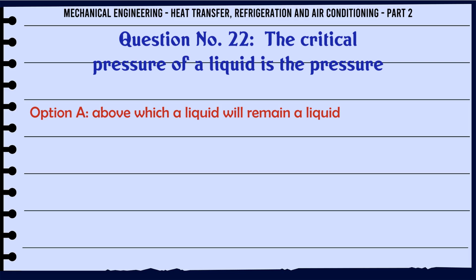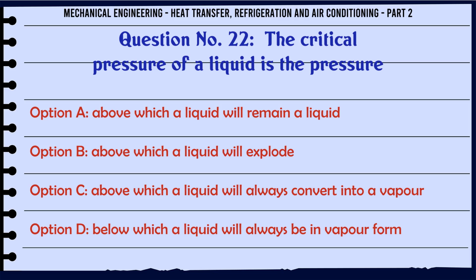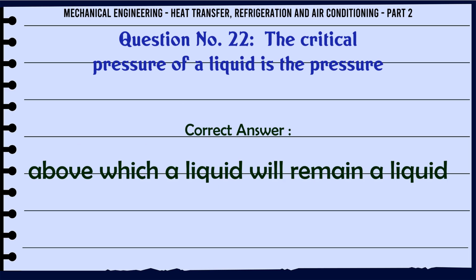The critical pressure of a liquid is the pressure: A. above which a liquid will remain a liquid, B. above which a liquid will explode, C. above which a liquid will always convert into a vapor, D. below which a liquid will always be in vapor form. The correct answer is above which a liquid will remain a liquid.